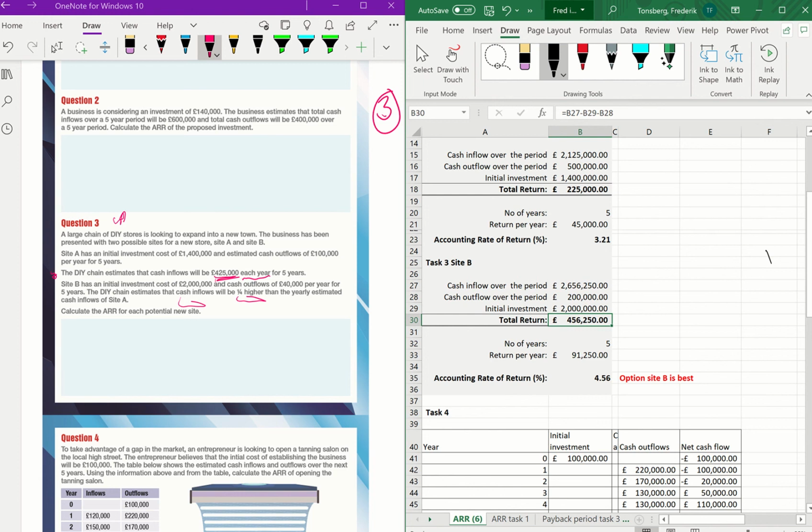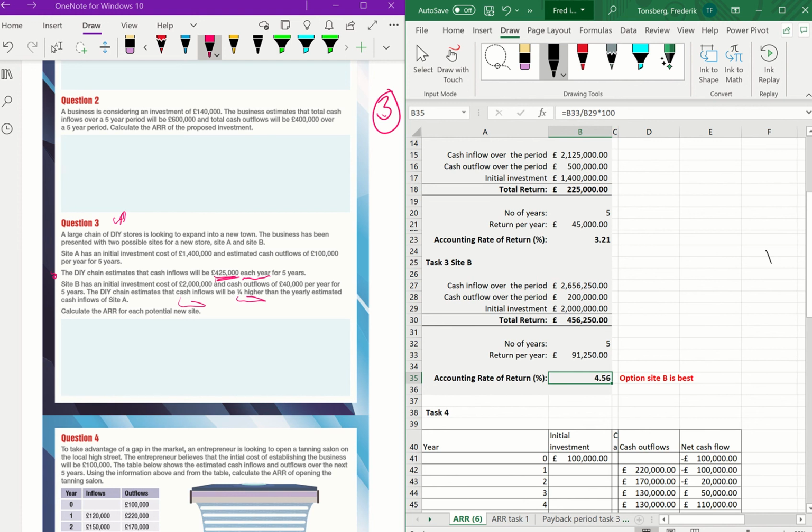So let's divide it by, so what's the return per year? So I'm just saying the 456,250 divided by 5 years, and we get 91,250. And the accounting rate of return is then going to be a return per year, blue, divided by the initial investment, red, times by 100 to turn it into a percentage, and the return is 4.56.